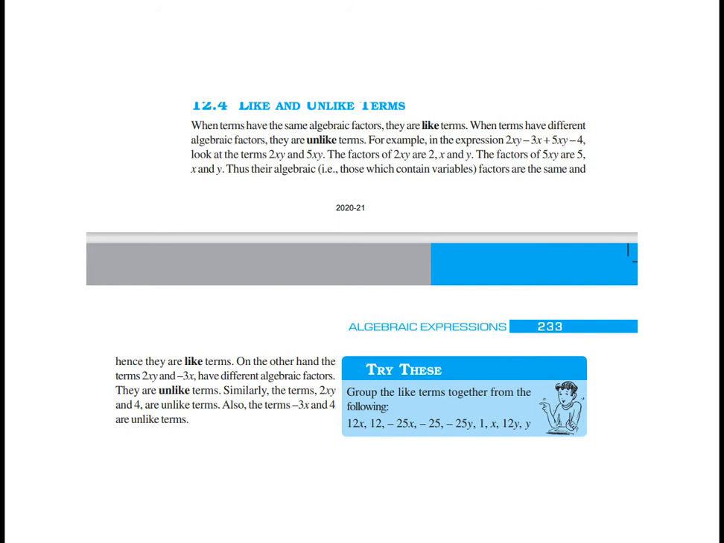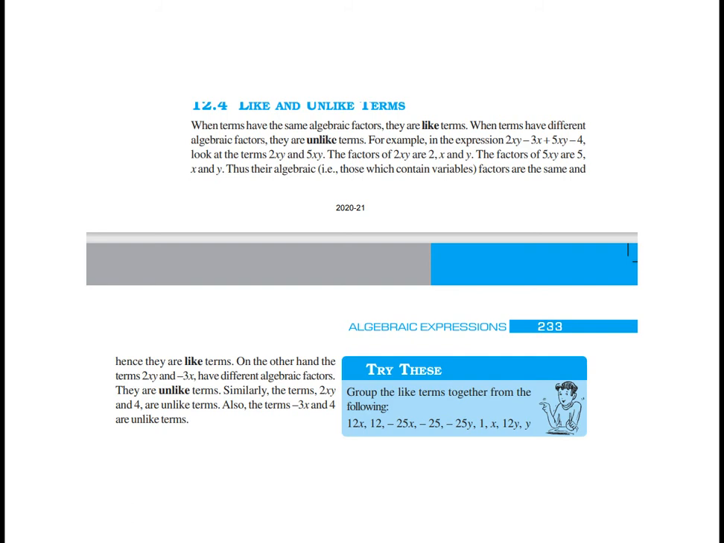First term में 2xy है, so the numerical coefficient is 2. Third term में 5xy है, so the numerical coefficient is 5. But the algebraic factors, the variable factors, are the same, that is xy. The factors of 2xy are 2x and y. The factors of 5xy are 5x and y. Thus their algebraic factors are the same and hence they are like terms.